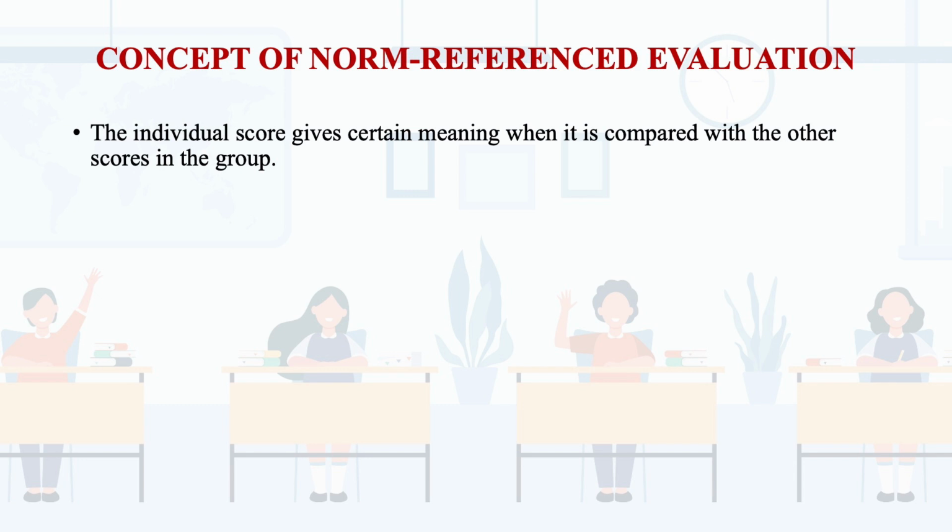Here the individual score gives certain meaning when it is compared with the other scores in the group. Here, friends, individual score and the group score. Individual score has very limited meaning or no meaning, you can say. Let a student have secured 60, 70, 80, 90, 50 or 30. So what does it mean?